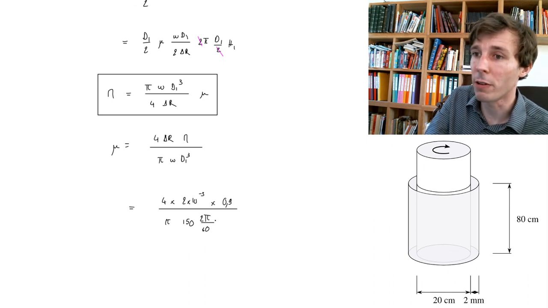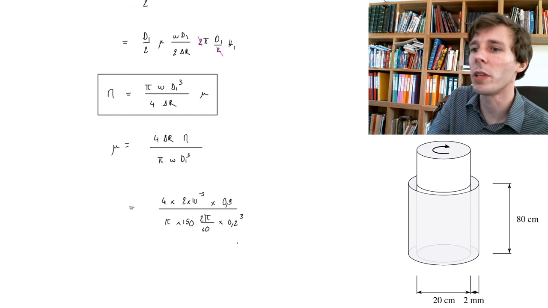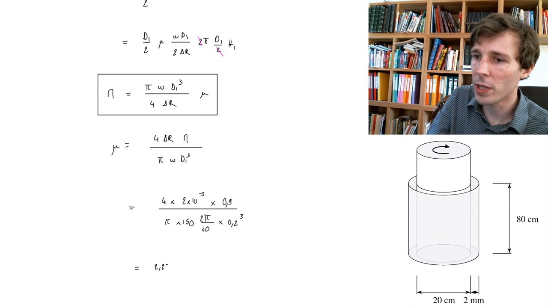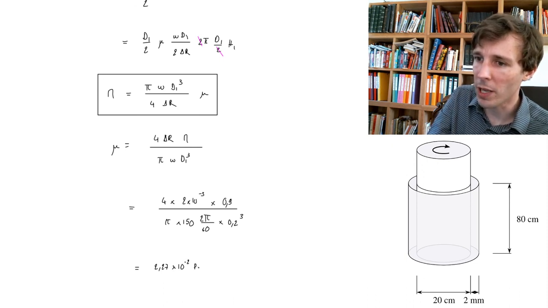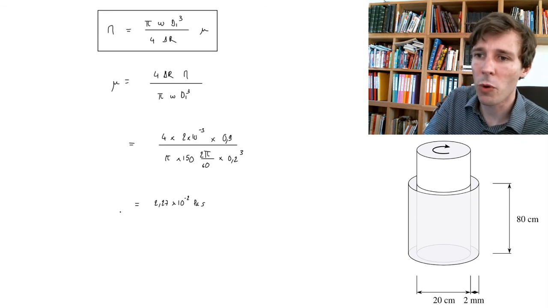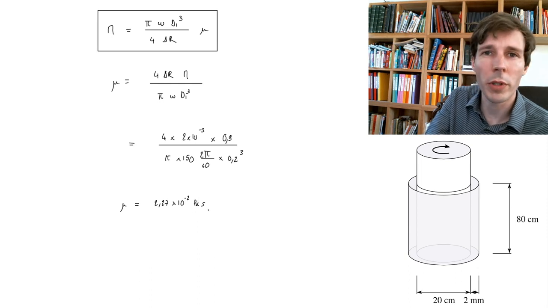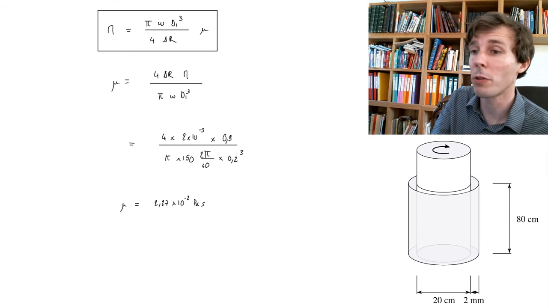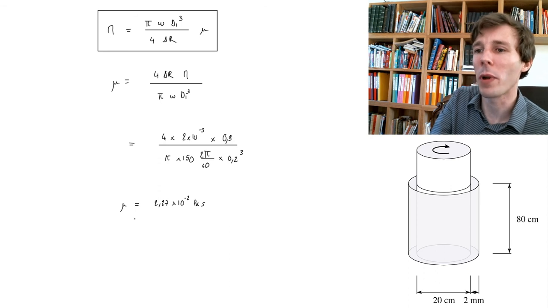And then I have the inner diameter, which is 0.2 meters, and this is cubed here. If you put this into your calculator, you should get 2.27 times 10 to the power minus 2 Pascal seconds, which are the units of viscosity. Pro tip, do not try to remember the units of viscosity. Always look up a diagram or reference data that you have available around you to figure out what the unit is. It's not worth remembering.